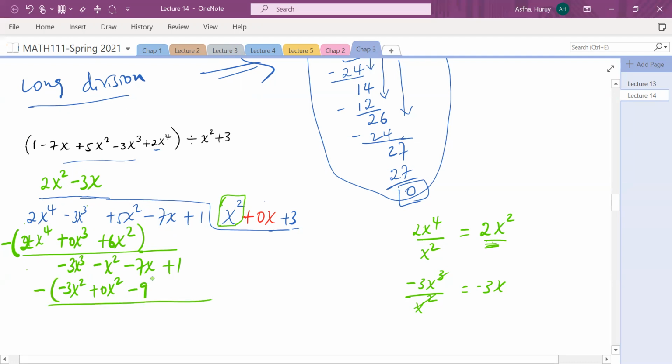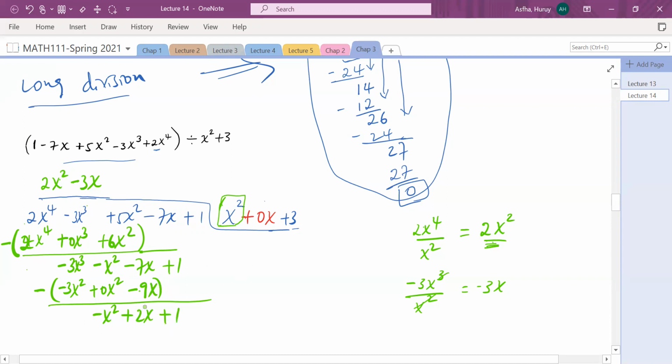And again we have negative. So if this is 0, negative x squared is again negative x squared, that number stays by itself. And then negative 7x minus 9x. Sorry, this is x. Minus 9x, so this becomes plus. Therefore, it's 2x. And then I bring that one down.